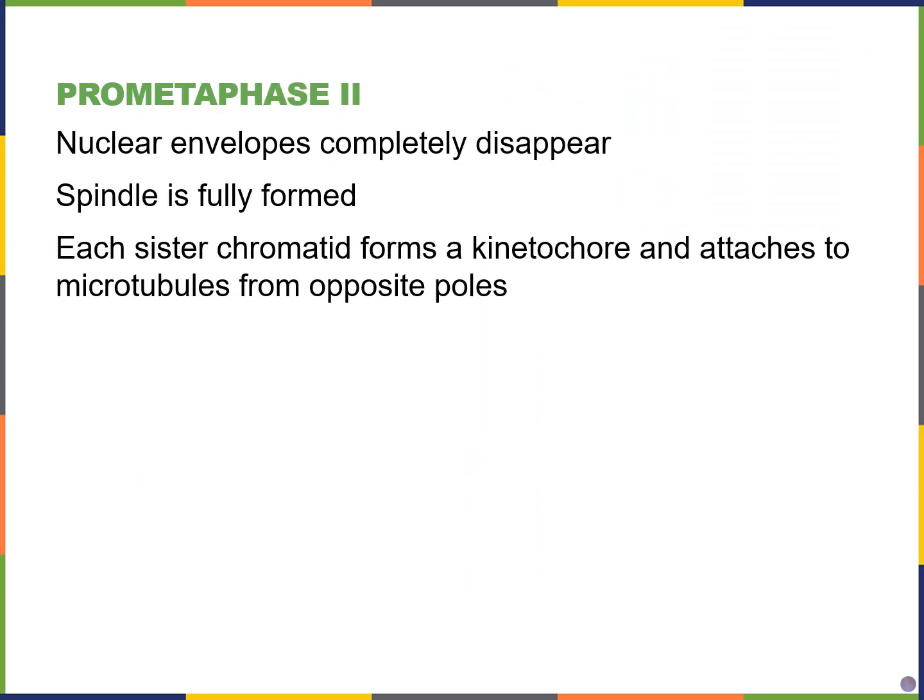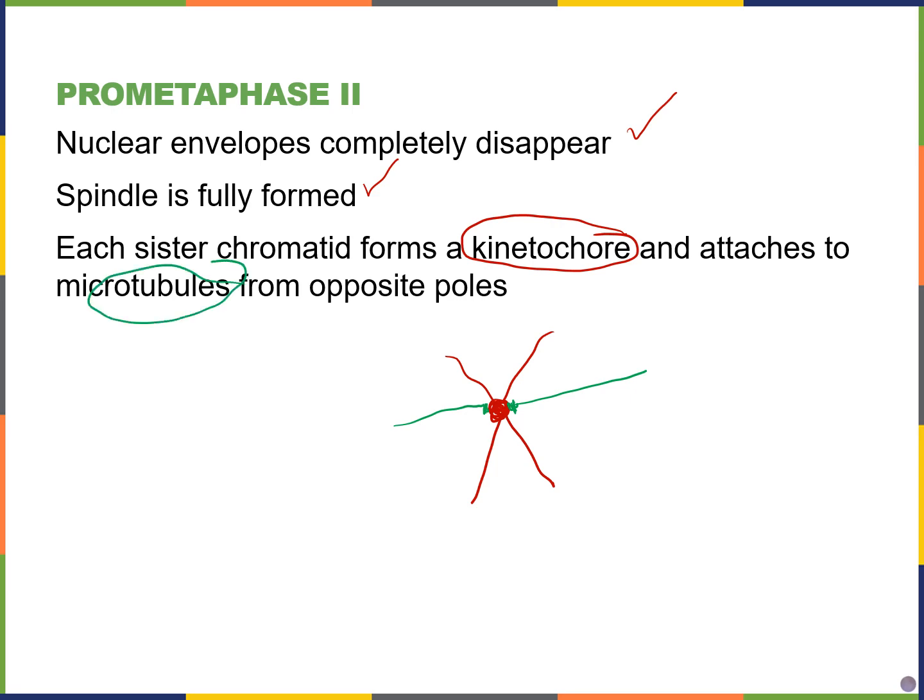Similar to prometaphase 1, by the end of prometaphase 2, the nuclear envelopes will completely disappear again, the spindles will be fully formed, and again, each sister chromatid will have or create a kinetochore, and the microtubules will attach from the opposite poles. Remember, I drew this earlier. We have our sister chromatids, we have our centromere, and then the kinetochore proteins will be on the edges, will be attached to the spindles or the microtubules. Remember, microtubules are what make up those spindle fibers.